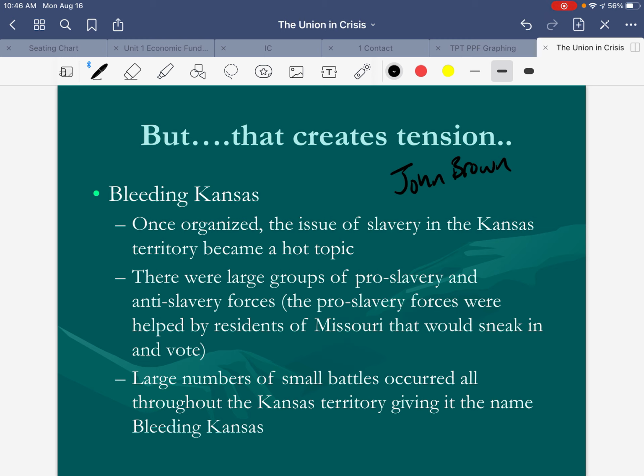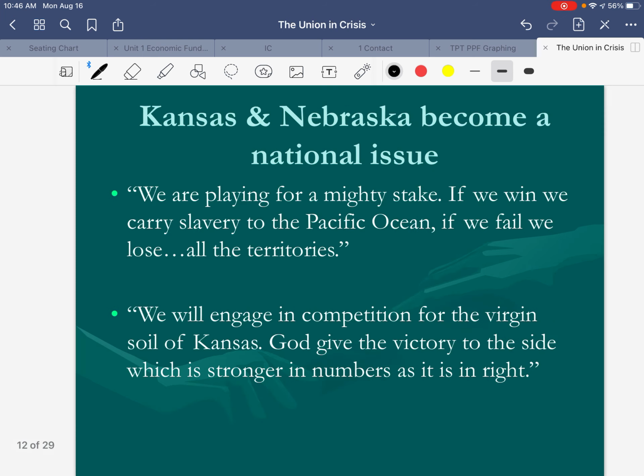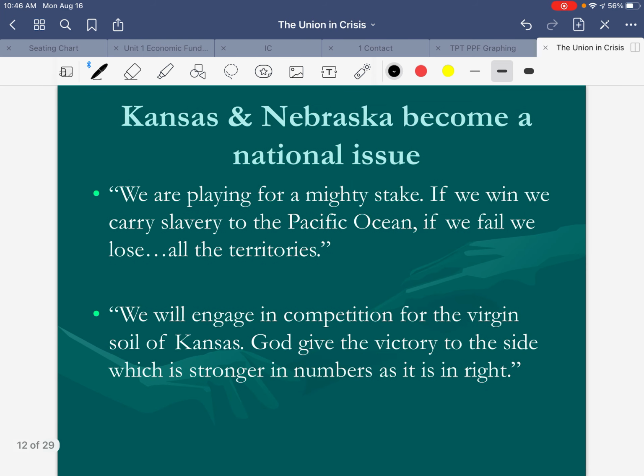And so this whole little mini civil war in Kansas is called Bleeding Kansas. And the issue is just not resolved. At one point, there were two capital cities in Kansas, and one was pro-slavery and one was anti-slavery, and they hated each other. So Kansas and Nebraska becomes a national issue.